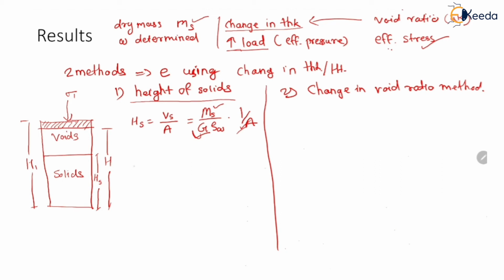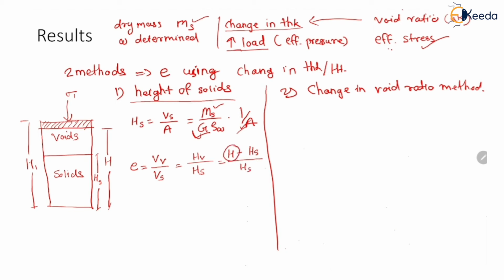Now we know the formula for void ratio. It is equal to volume of voids upon volume of solids. Suppose the cross-sectional area of the soil specimen is 1 unit. So the formula for e becomes height of voids upon height of solids. Height of voids is equal to H minus Hs, divided by Hs.